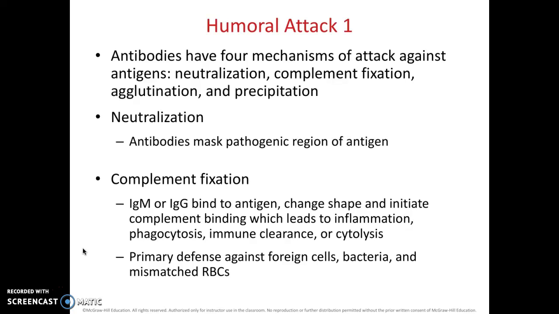In complement fixation, IgM or IgG, which are immunoglobulins, bind to the antigen, change the shape of that antigen, change their own shape, and initiate complement binding, which, if you remember, can lead to inflammation, phagocytosis, immune clearance, or cytolysis. Remember when we talked about complement, that it has 4 different mechanisms, but the most important mechanism is cytolysis, where it basically punctures a big hole in the cell. This is the primary defense against foreign cells, bacteria, and mismatched red blood cells.